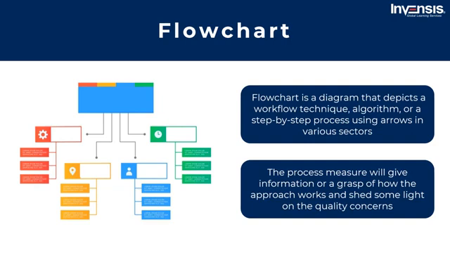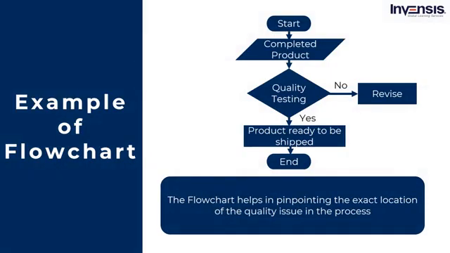The process measure will give information or a grasp of how the approach works and shed some light on the quality concerns. Here is a simple example of a flowchart. A flowchart always starts with the start symbol name and ends with the end symbol name. Now, the flowchart checks if the end product's quality is acceptable during quality testing. So, when the product is completed, it moves on to the next step and checks for the quality of the product. If the quality is good, then it is ready to be shipped. Else, it is sent to be revised, which means the product does not meet up to the quality standards.